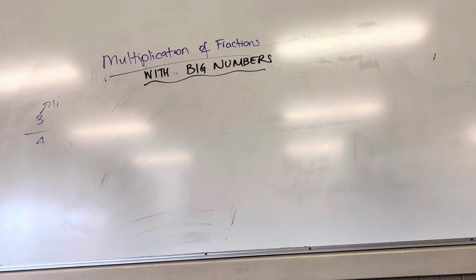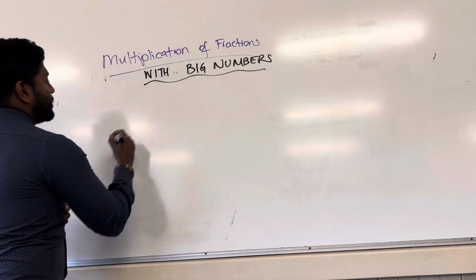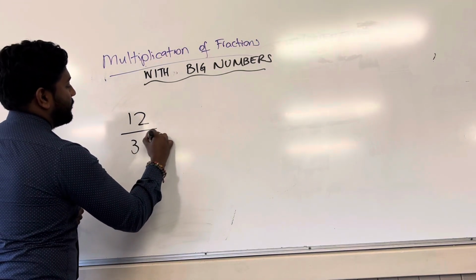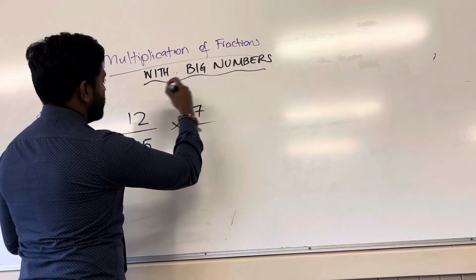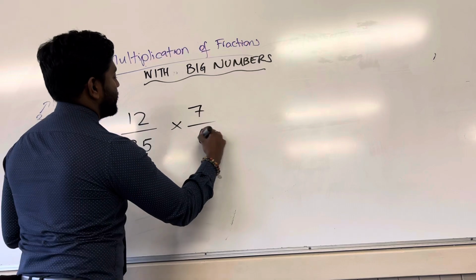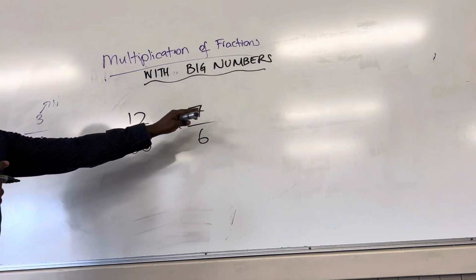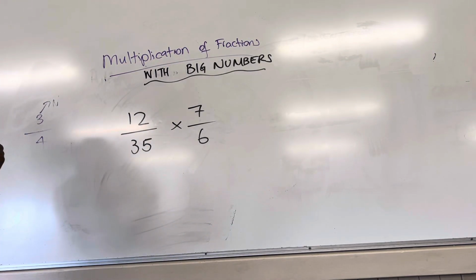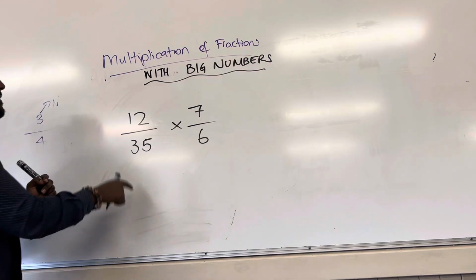With these questions, this part is multiplication with big numbers, okay? So if I said, for example, 12 over 35 times 7 over, let's go with 6. That's a bit crazy. Firstly, that's sort of doable, but 35 times 6 is a bit hectic, right? Now, this is another technique, and it's called cross multiplication. You're going to basically simplify.